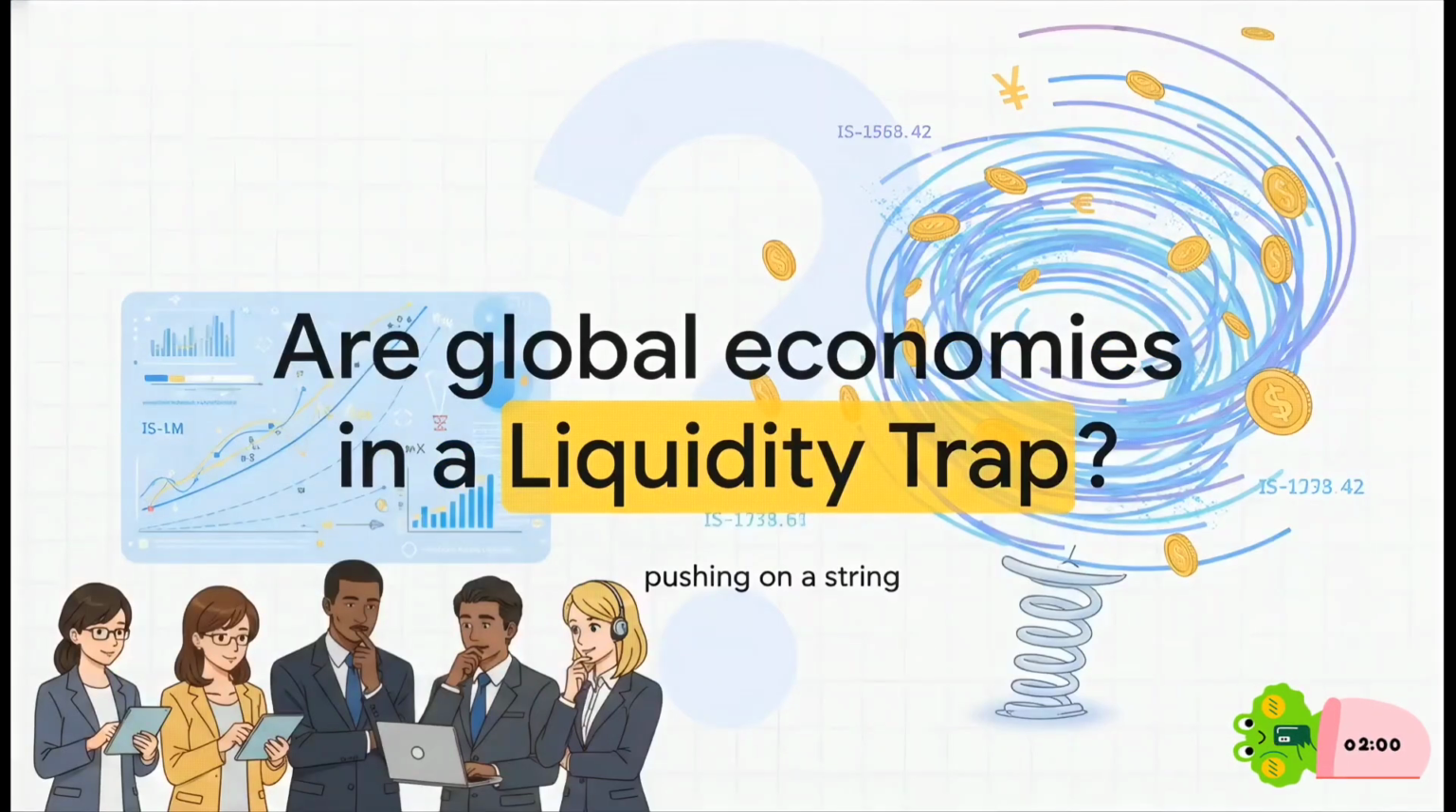We really mastered the mechanics of these two economic worlds today. But let me leave you with this final provocative thought. If the liquidity trap makes monetary policy completely ineffective, are some of our current global economies, the ones staring down near-zero interest rates, secretly stuck in one right now? Are central banks basically just pushing on a string?